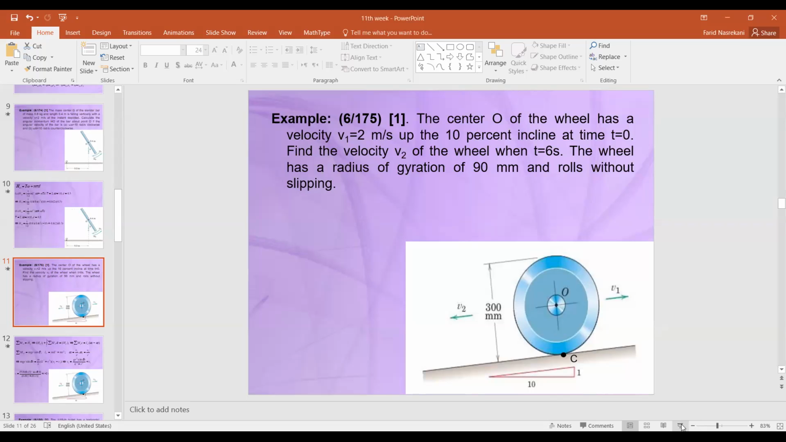Okay, we continue the moment and impulse equation with some examples.